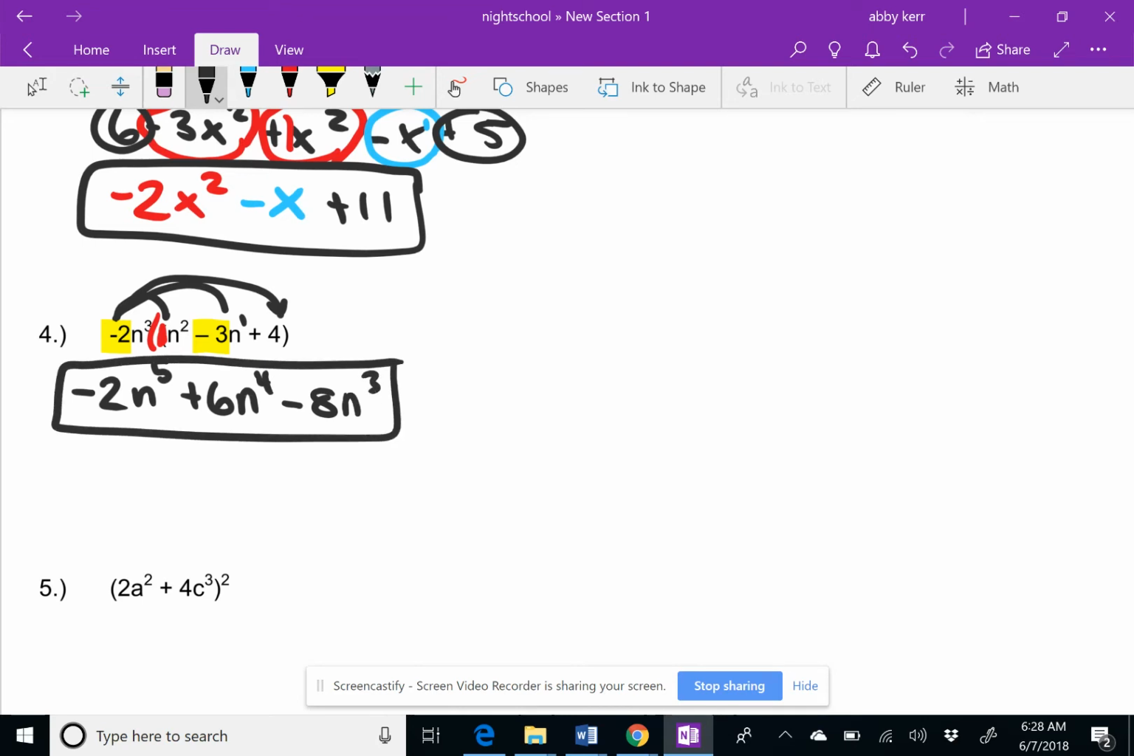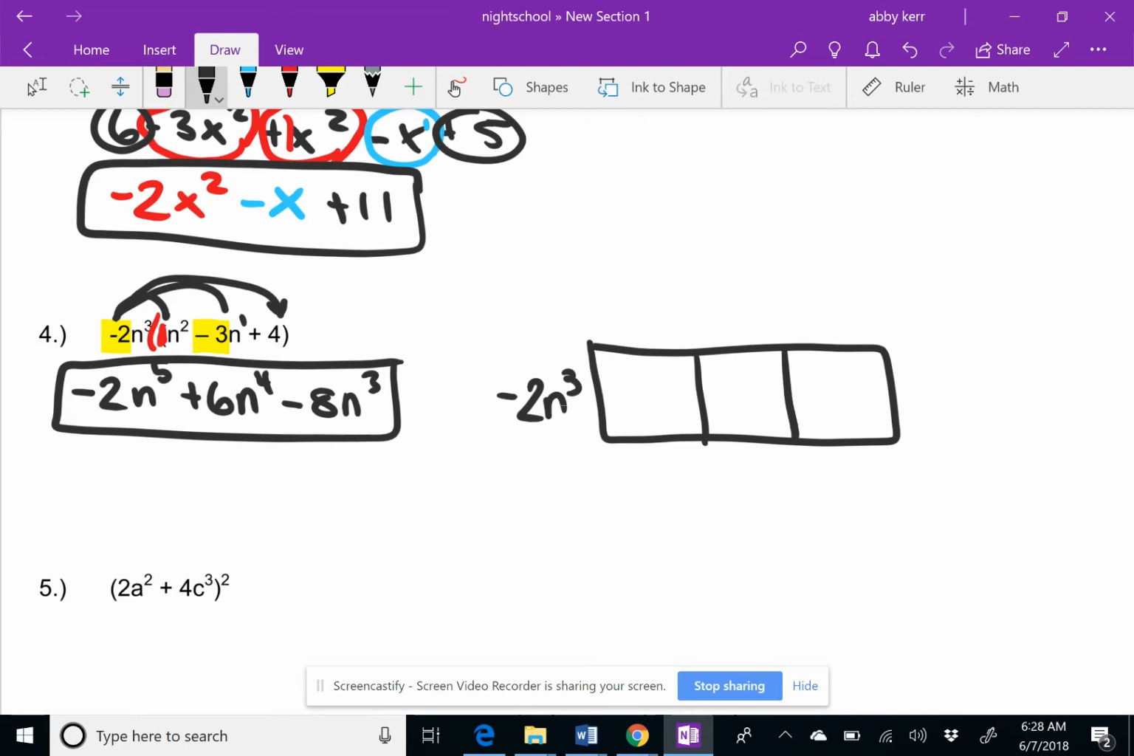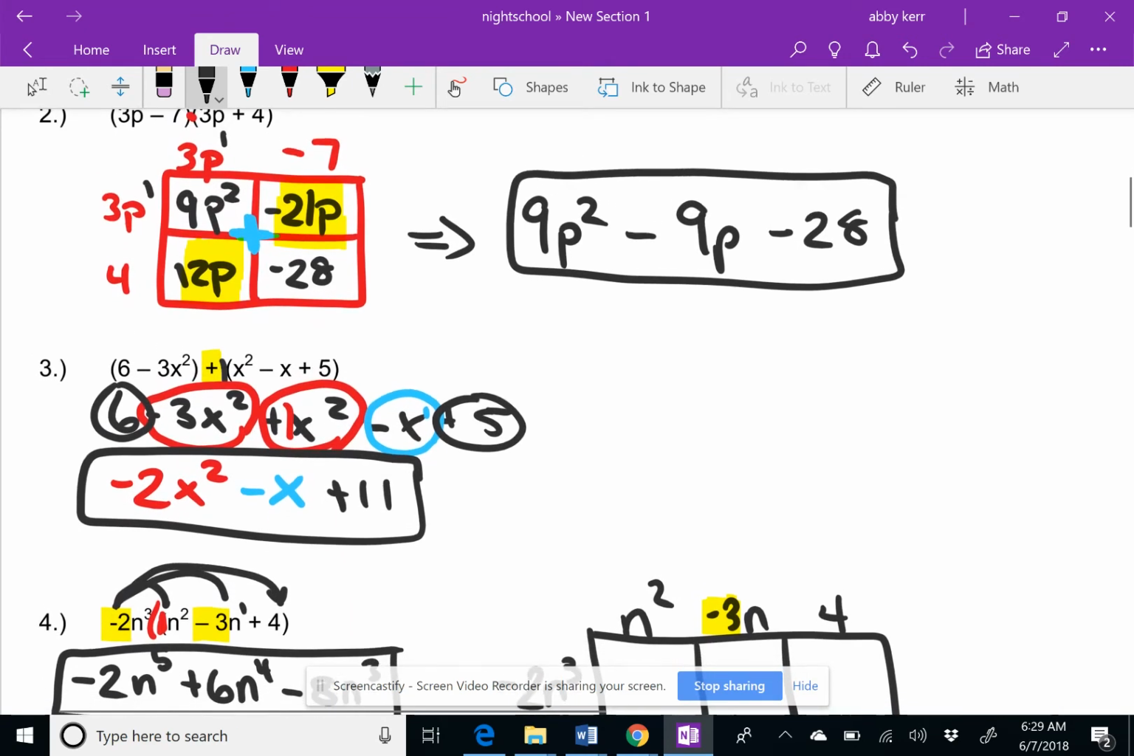Now, if you feel comfortable doing distribution, please do so. You can also treat this like the area model. We have one term by 3 terms. So there was a trinomial inside the parenthesis. Remember, tri means 3, nomial means terms. Once again, one of the biggest mistakes we see, students forget that negative sign with a 3, so just be careful. And then you can treat it like a problem like you did for number 2.